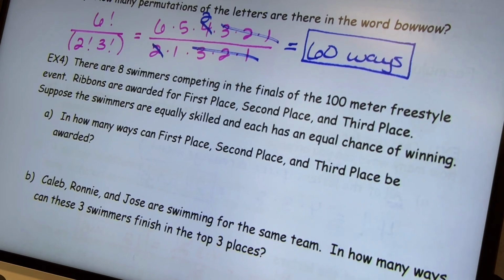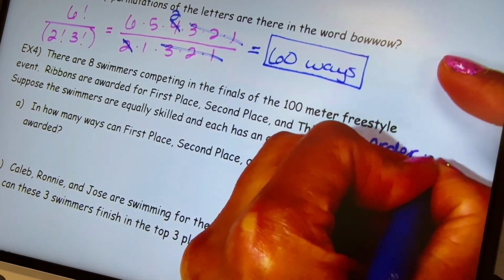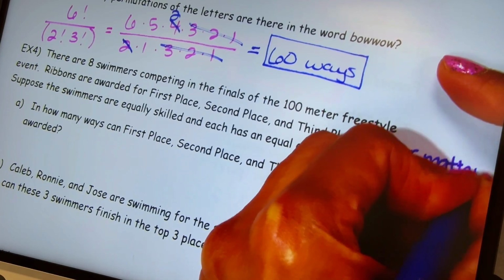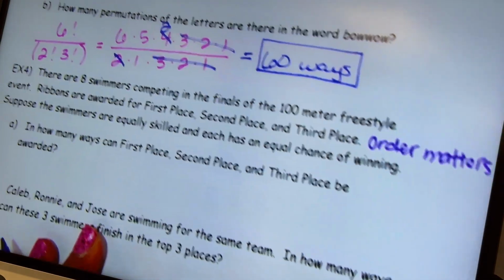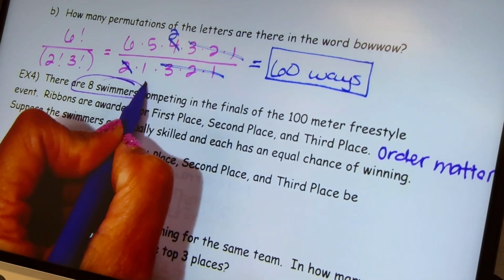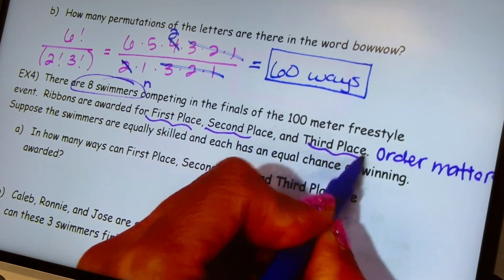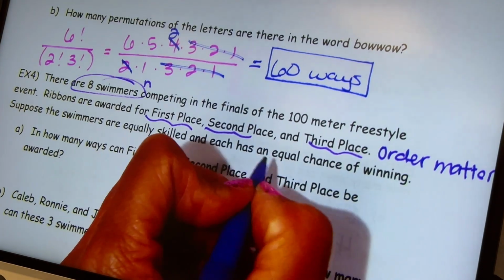All right, example 4. There are 8 swimmers competing in the finals of the 100-meter freestyle event. Ribbons are awarded first place, second place, and third place. So does order matter? Yes, order matters. We're coming in first, second, and third. How many swimmers are there total? 8. So that's our N, okay? And we have a first place, second place, and third place. So what's our R? 3, right?